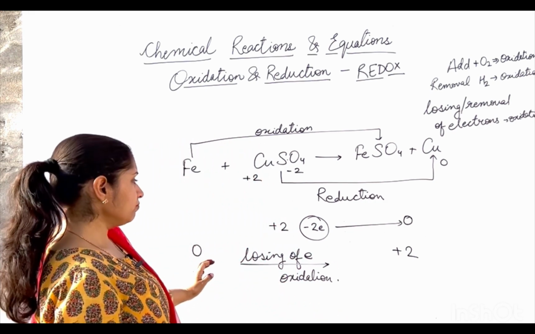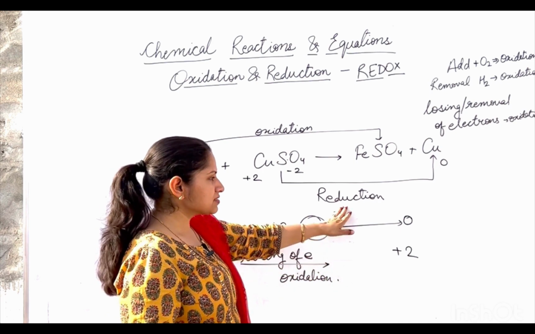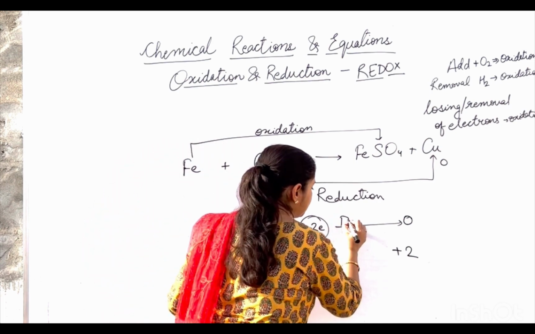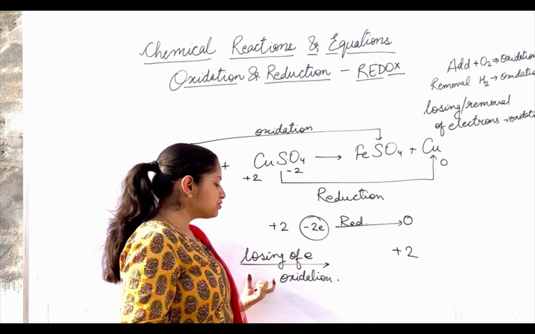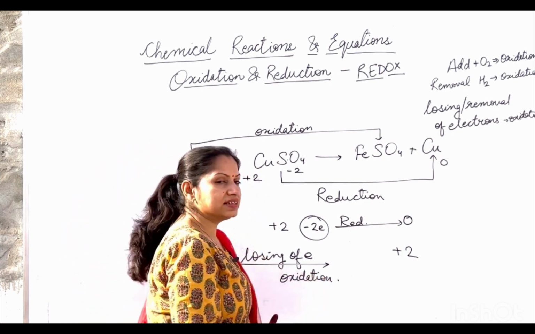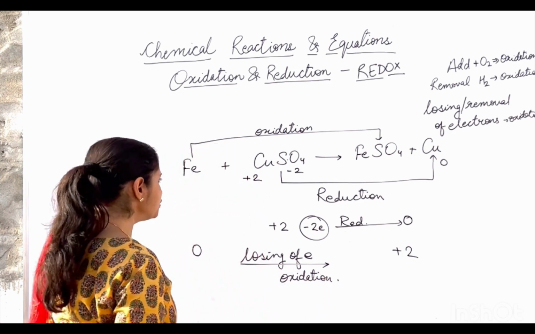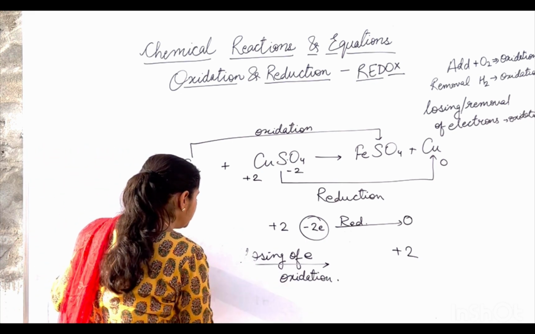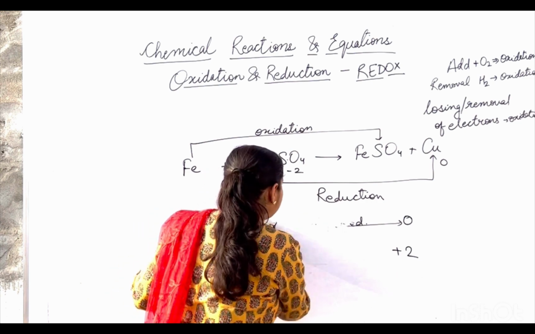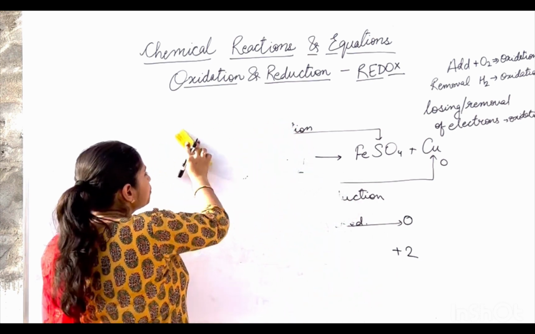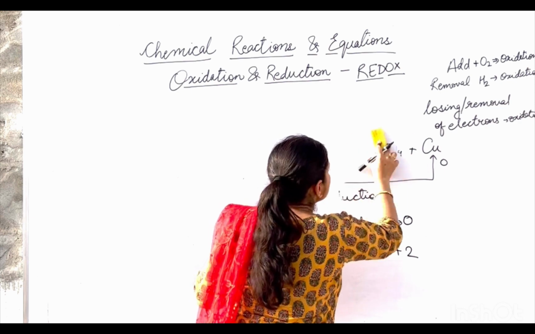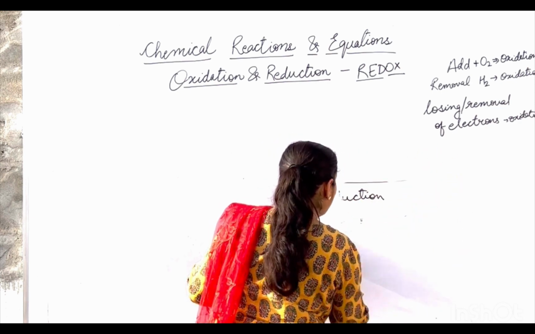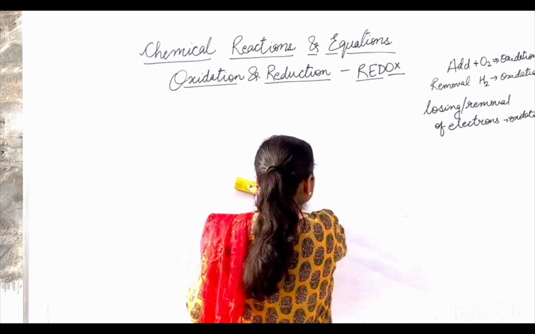So gaining of electrons is reduction and losing of electrons is oxidation. I'll just shift aside. If you want to take a screenshot, I hope that's not even required, but you can take. I'll let you know one example where there is no oxygen or hydrogen, but still it's a redox reaction and you can work it out.